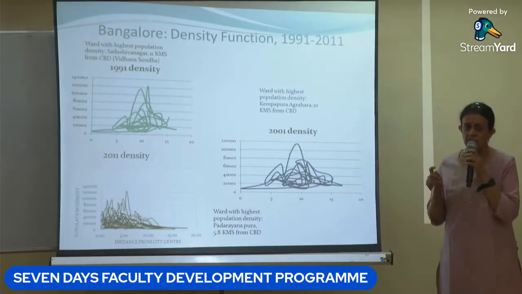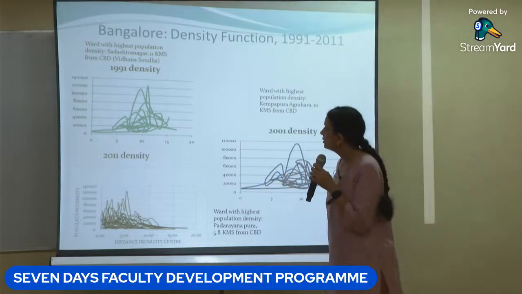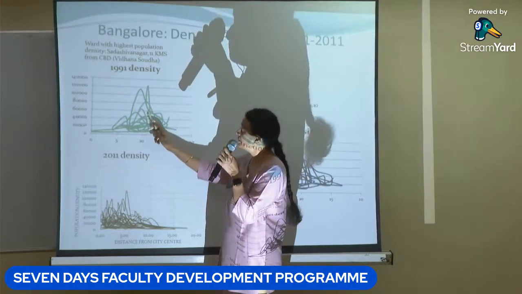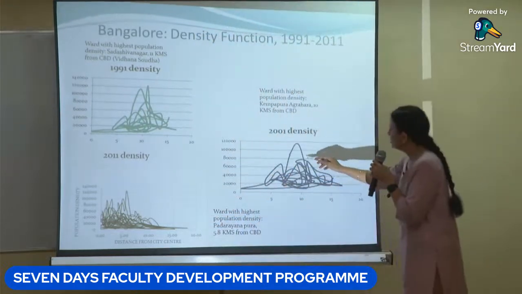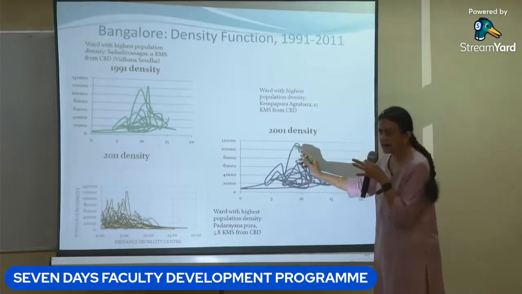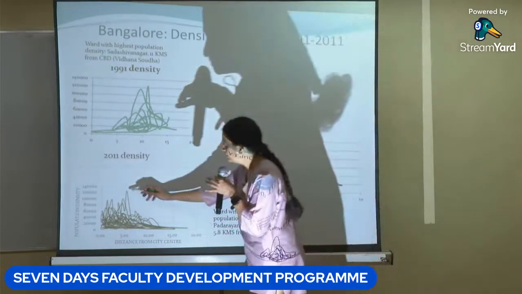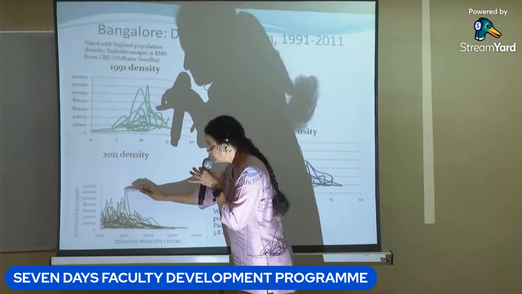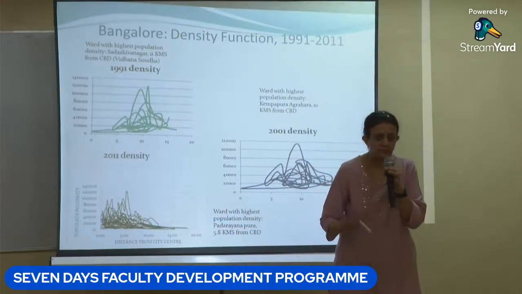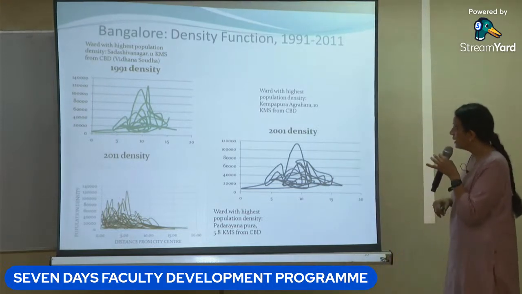So this is how the curve that I showed you looks. This is 1991, Vidhan Saudha, and here you see that it kind of flattened, and the curve flattened in 2001. And here the peak happens, and this is post the creation of the BBMP. There is a lot of centralization that happens.